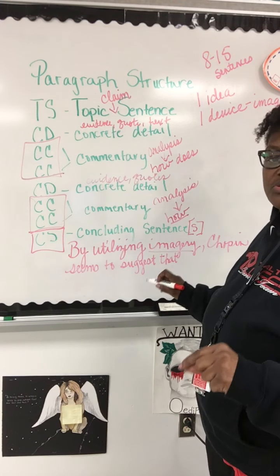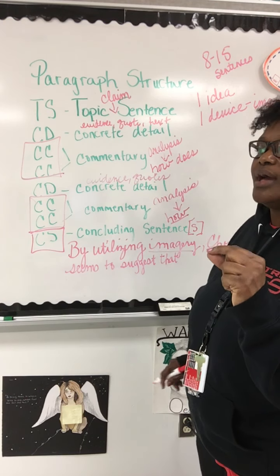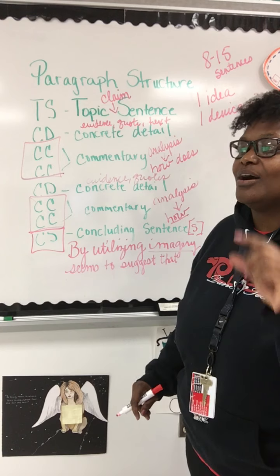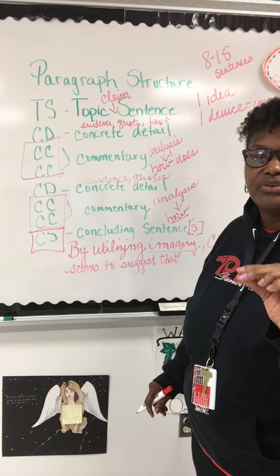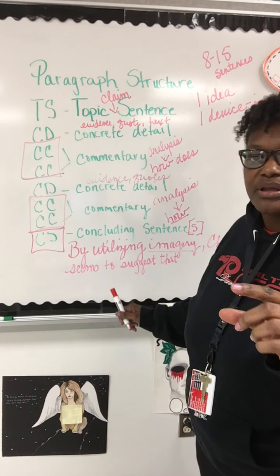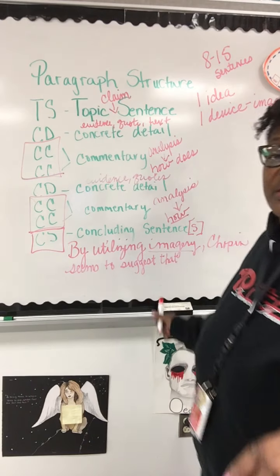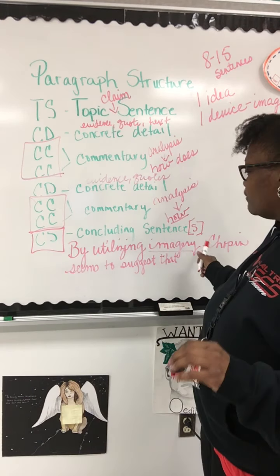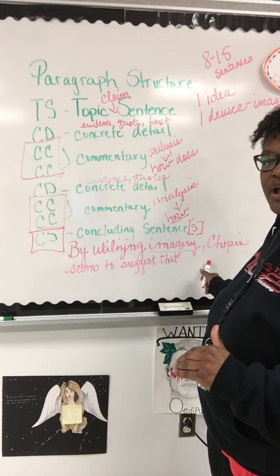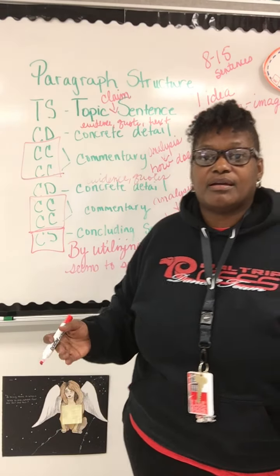Chopin seems to suggest. If you go back and look at the prompt, I'm not asking you to write about the reader. I'm asking you to write about the writer. So you should make sure that whatever you say goes back to this writer. And that is how you write a basic paragraph, okay?